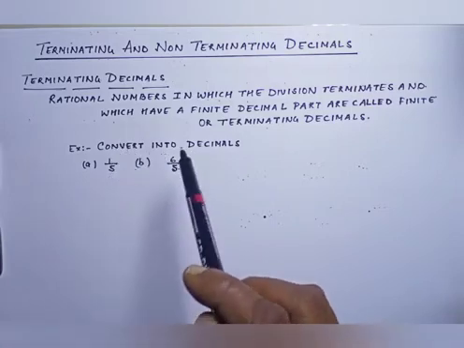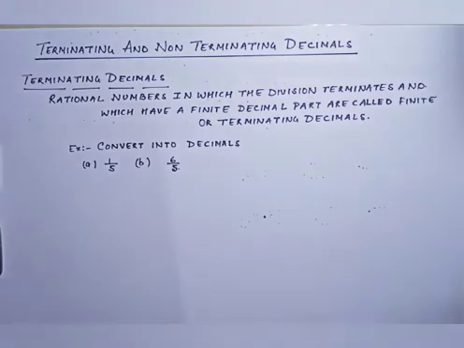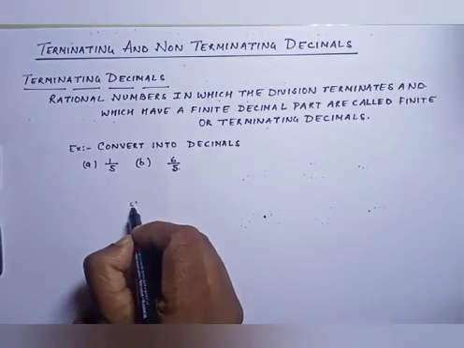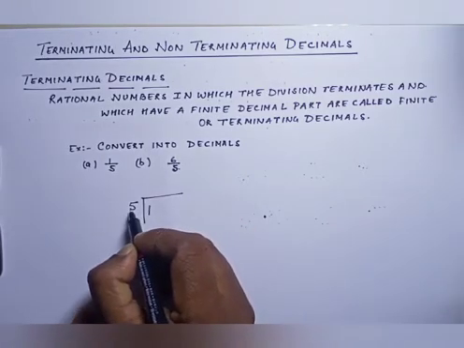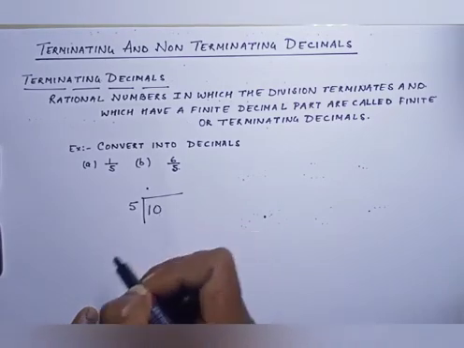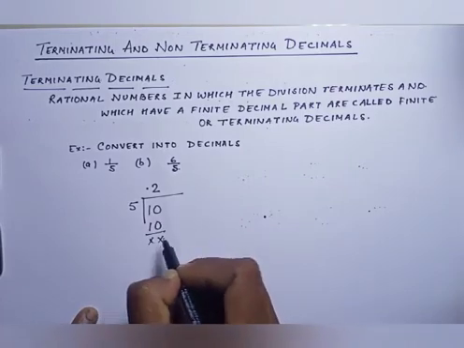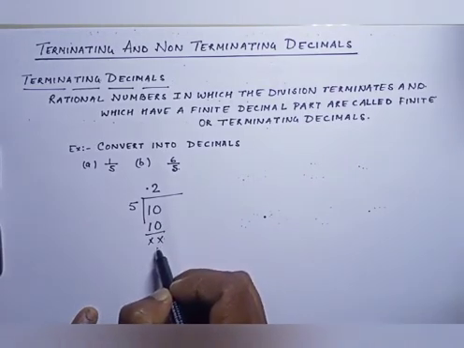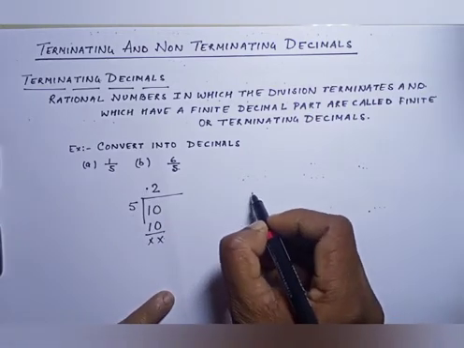Convert 1 upon 5 and 6 upon 5 into decimal. So let us convert it. 1 divided by 5. Since 1 is less than 5, I am going to add a 0 and a decimal point over here. 5 2s are 10. So you can see that there is no remainder. So it terminates completely.